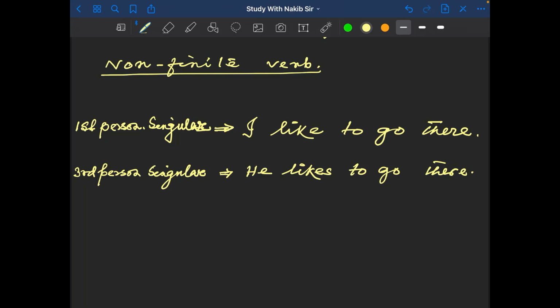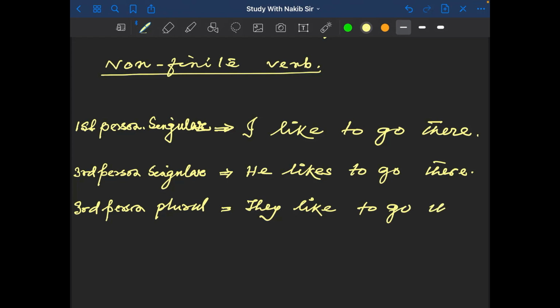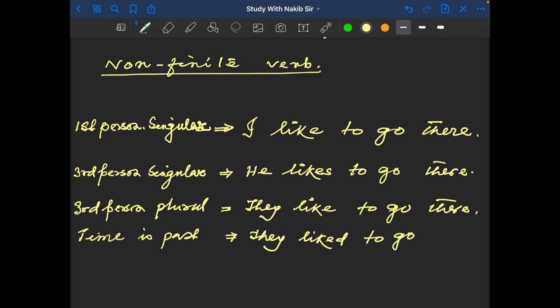Now again I'll change the subject to third person but plural. And see, they. Again the verb will change itself. They like to go there. Again I will change the time. This is in the present time, so I will change the time to the past time. Time is past now, and see, the verb will change itself. They liked to go there.